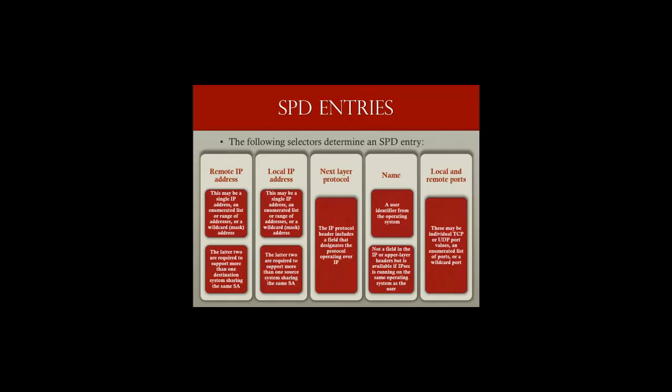Okay, here are the SPD entries, and you can see the following selectors determine an SPD entry. You can look through and read all these. The following selectors determine an SPD entry: a remote IP address. This may be a single IP address, an enumerated list or range of IP addresses, or a wildcard mask of IP addresses. And the latter are required to support more than one destination system which share the same SA.